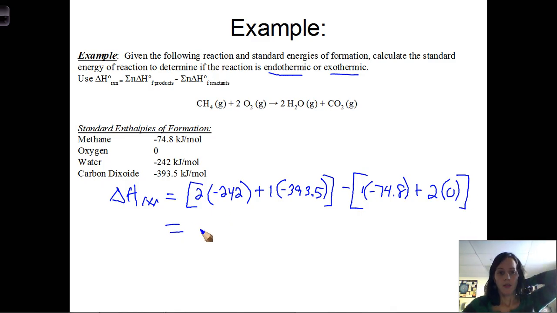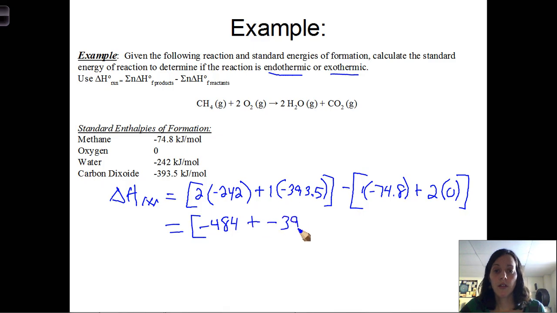So now it's really just a math problem. But this is where many students make mistakes because we're going to ultimately subtract probably a negative number as well as we're adding negative numbers. So just be very careful as you're doing all of this math out. We have 2 times negative 242, which is minus 484, plus negative 393.5, all subtracted by negative 74.8, plus 2 times 0, which is 0.